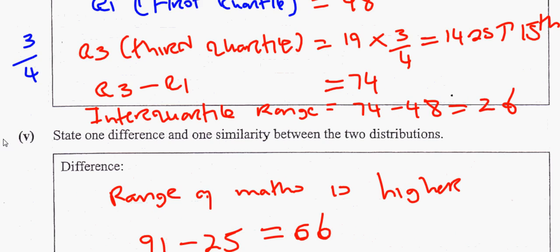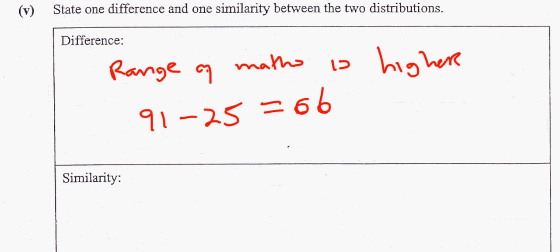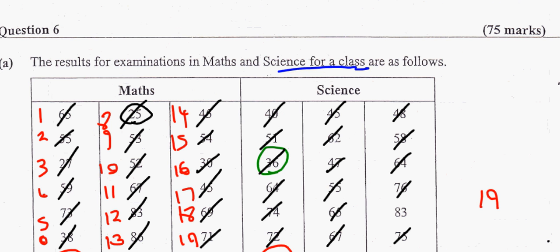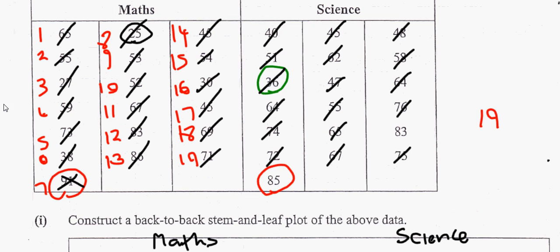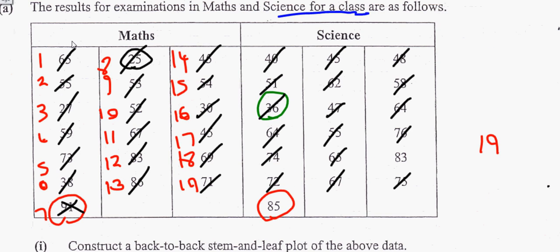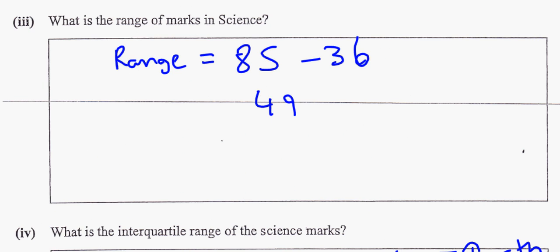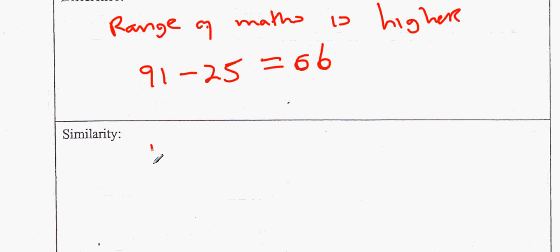That's compared to 49 in science. Now, one similarity is that they both use 19 tests. There's 19 tests in each one, so I can say that's a similarity. 19 tests in each distribution.